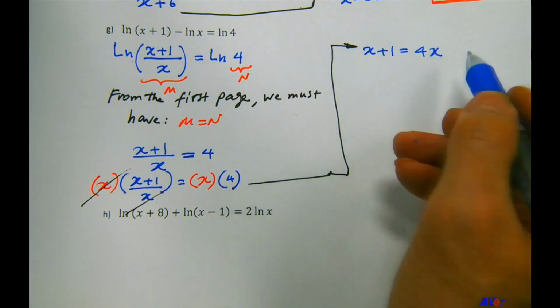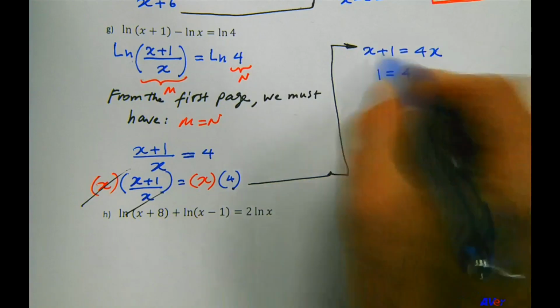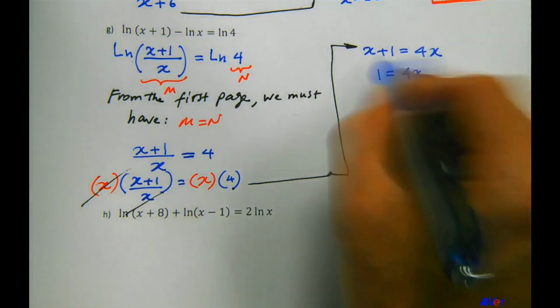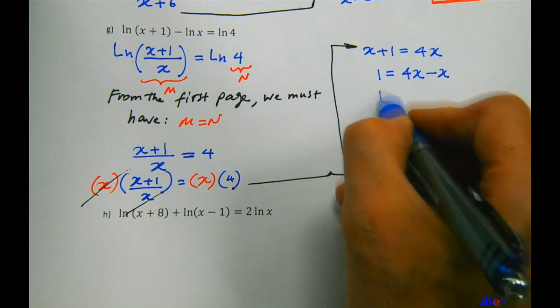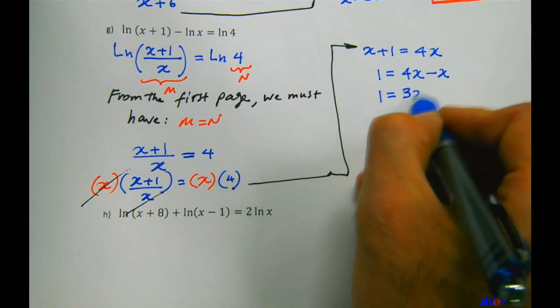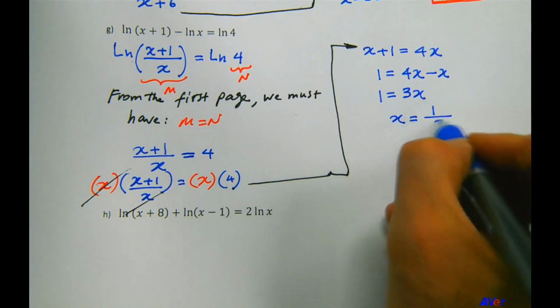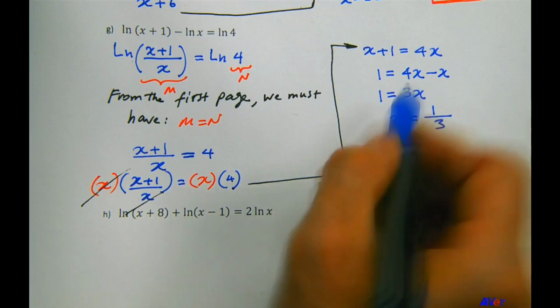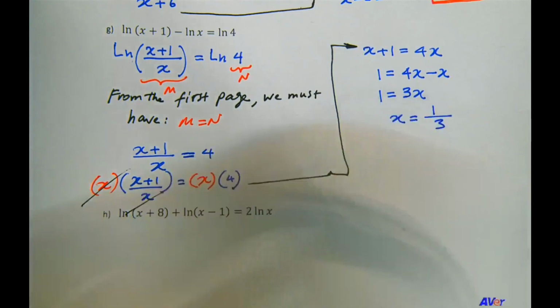So this is an easy linear equation. We have 1, 4x. This x, let's move it to the right. It was positive. When I move it, it becomes negative x. Then we have 1 equals 3x, and x equals 1 over 3, right? Because to isolate x, we need to get rid of this 3. So divide both sides by 3.